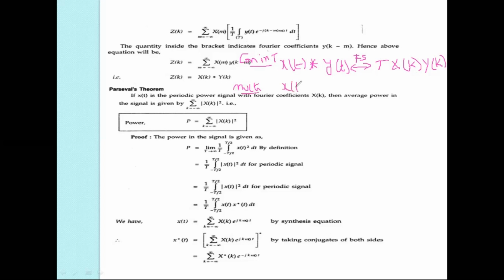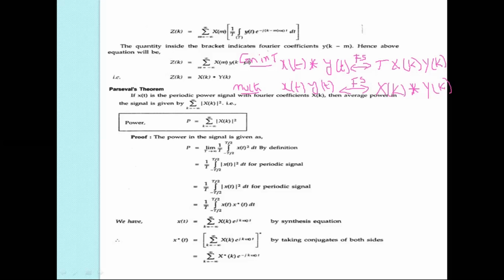Now the modulation or multiplication. So in time it is the product, or the multiplication, y of t x of t. Its Fourier series in frequency is convolution. Frequency is related with the convolution. So it is inverse: time is convolution, frequency is product. If time is product, frequency is convolution. So these two properties are very important. You have to learn and practice this.